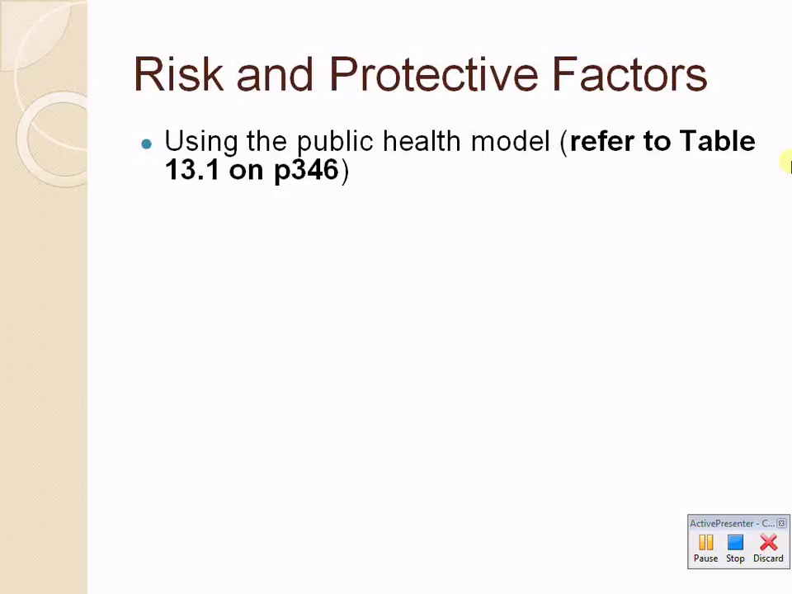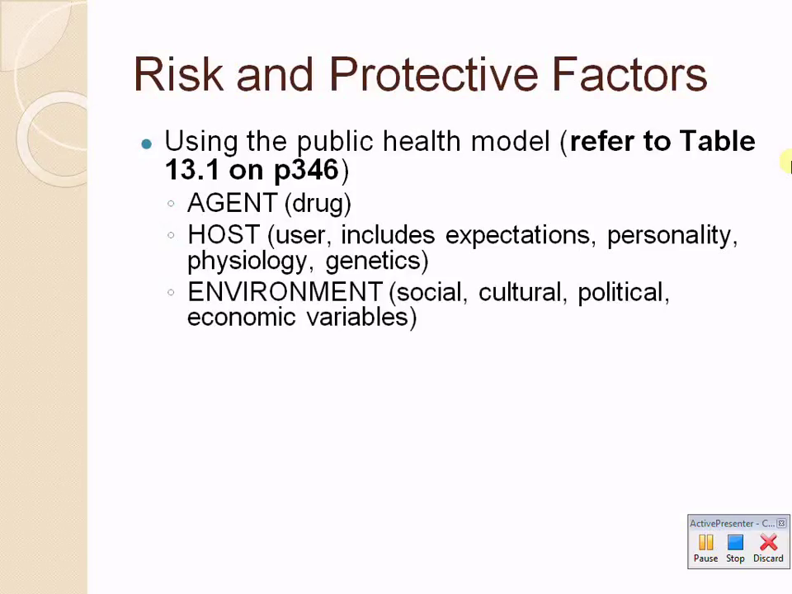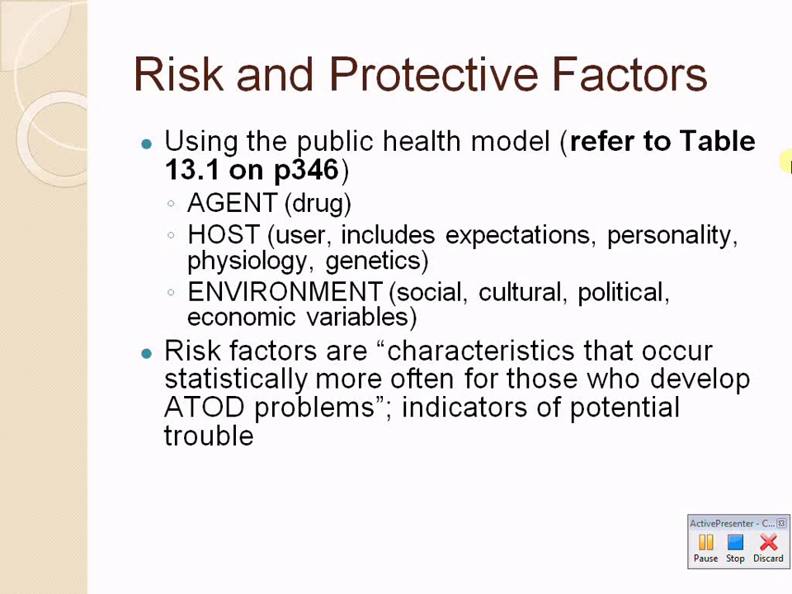So when we're using the public health model, which you can look at in your book on page 346, we're going to talk about the agent, which is the drug, the host, okay, which is the user. This includes expectations, personality, physiology, and genetics. The environment. This is probably starting to look a little bit familiar, maybe something called the biopsychosocial model, somewhat. The social, cultural, and political, economic variables, we've got environmental factors. Those all kind of come together.